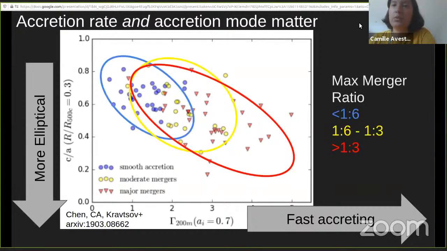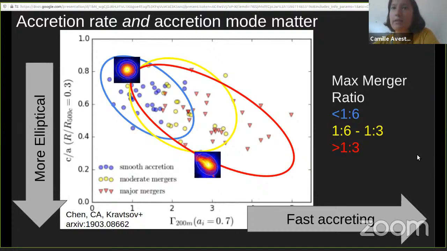So I roughly circled where the smooth accreting, moderate mergers, and major mergers are, where these are defined by the listed merger ratios on the right-hand side. And you'll see that they all kind of overlap. But there is this overall trend where the lower your max merger ratio, you tend to be slower accreting, and also therefore much less elliptical, so much rounder. But this exists on a continuum.